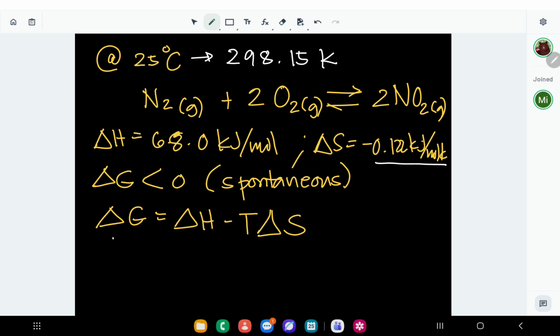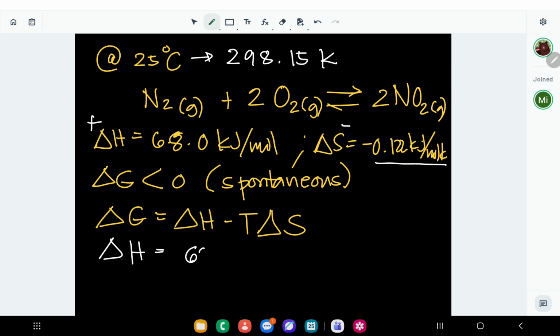Okay, so delta G. Notice that delta H is positive. Delta S is negative. By just looking at this one without even computing, delta H is positive and delta S is negative. So delta H is unfavorable. Delta S is unfavorable. So this can be non-spontaneous, but let's show if it's really non-spontaneous.